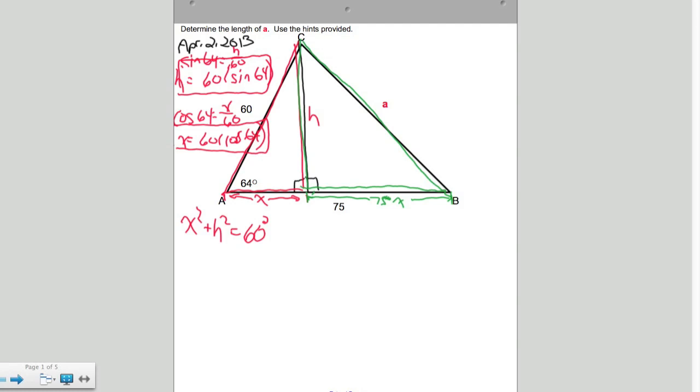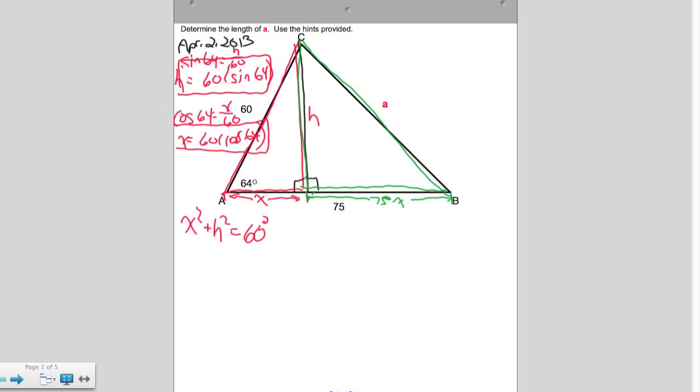Well, do we know any angle on that one other than the 90 degrees? No. So we can't even use our trig ratios. What's the only thing that we sort of know about this then? h, and 75 minus x.